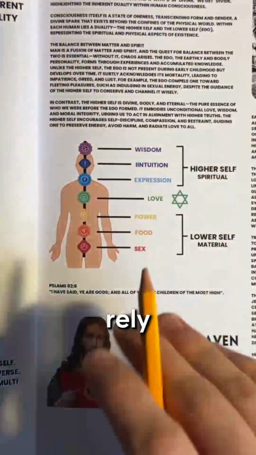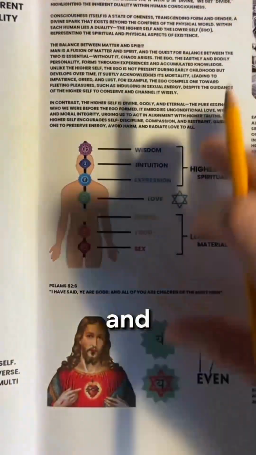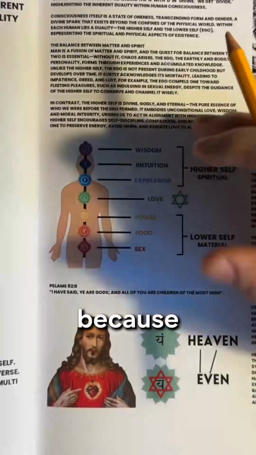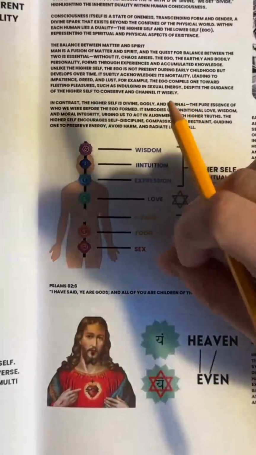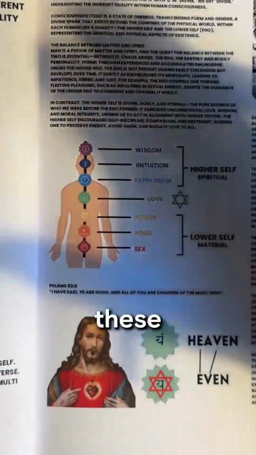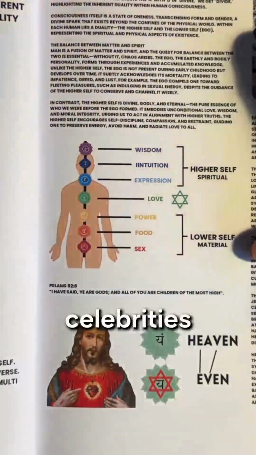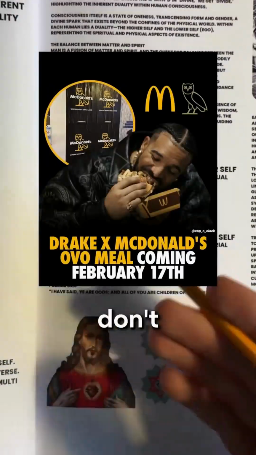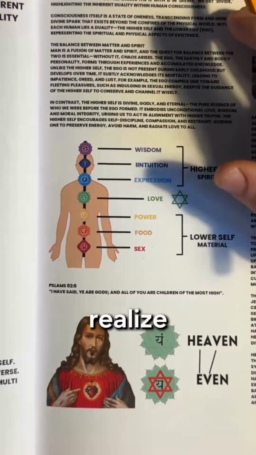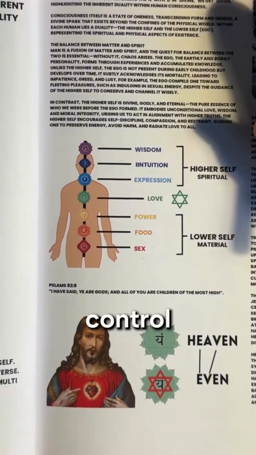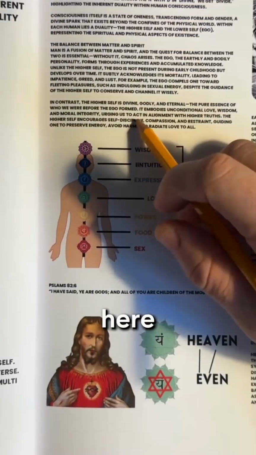These people rely on you being unconscious and stuck in a low state of consciousness because they make more money that way. Because the more people that are unconscious, the more people will buy into these products and unconsciously buy all these fantasy things from these celebrities. All they do is just promote the lower self. They don't want you to ascend your consciousness because you'll realize how powerful you truly are, and you'll realize that you have control over your reality. We're finally here, people. Love and light.